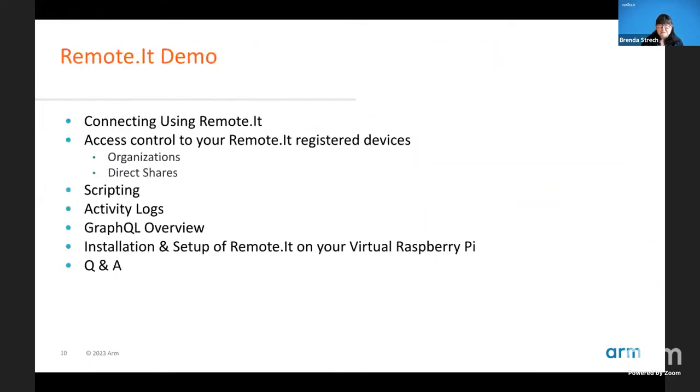So now on with the demo. Today we're going to talk about connecting using Remote.it and access control to your Remote.it registered devices via organizations, direct shares, and scripting, activity logs, and our GraphQL overview, which is our API that does all the things that we're doing in Remote.it. And then the installation and setup of Remote.it on your Raspberry Pi, followed by Q&A. So let's get started.